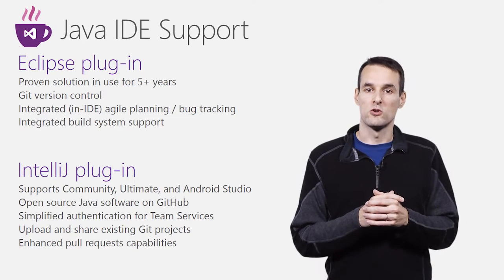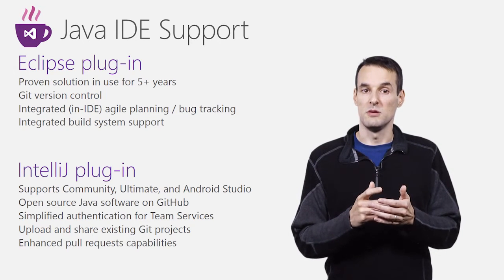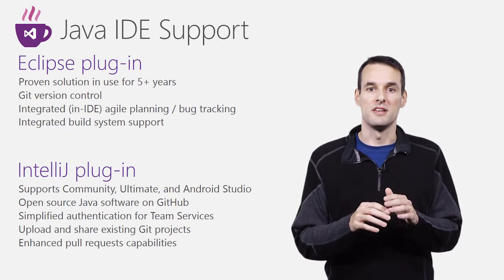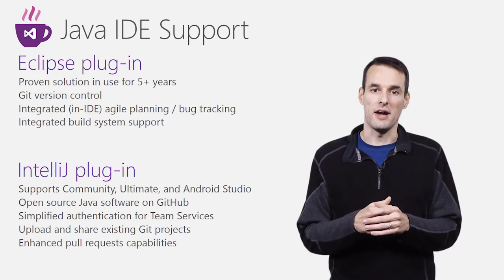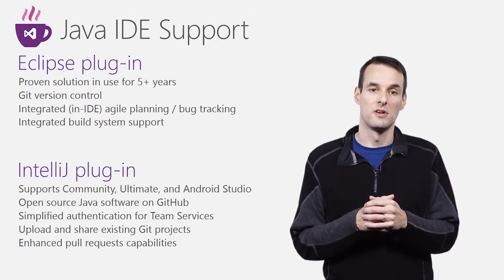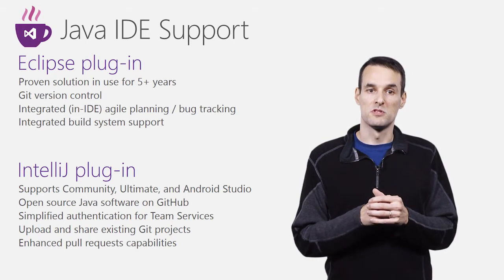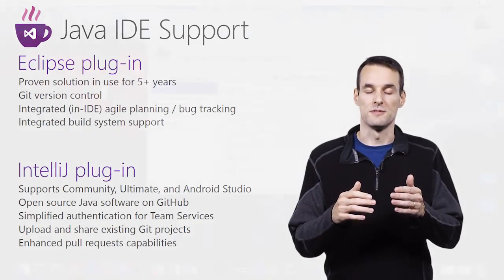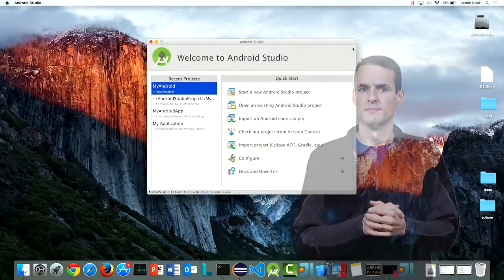For more than 5 years, we provided a plugin for Eclipse called Team Explorer Everywhere, or TEE. It supports Git repositories and provides in-IDE work item tracking so you can work with the stories and bugs assigned to you without ever leaving Eclipse. It enables integrated build system support for Team Services and is compatible with older TFS and Eclipse versions. Let's look at a demo.